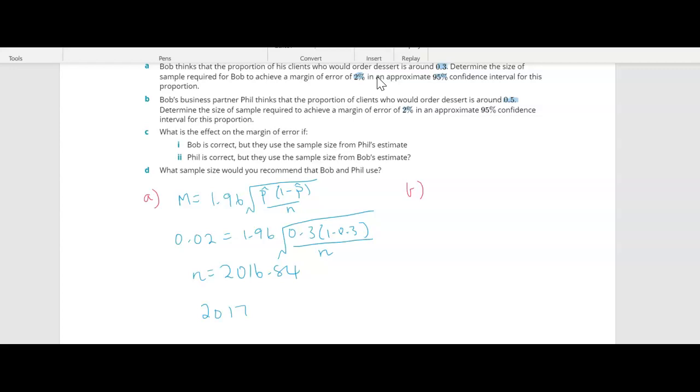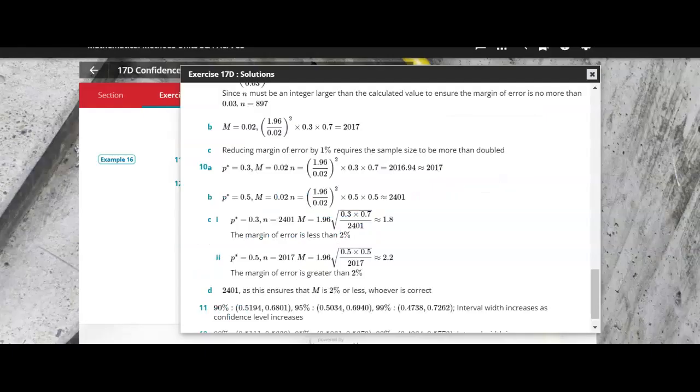Let's just get the answer first. And then Phil is correct, but they use a sample size from Bob's estimate. All right, so for question B, for Phil, he got a sample size of 2,401. Okay, so he's got a larger sample size. So in question C, they're switching sample size. So this time, what is the effect on the margin of error? And I'm just going to be sneaky and just put the solution up because I don't want Word to die on me without doing all the questions.